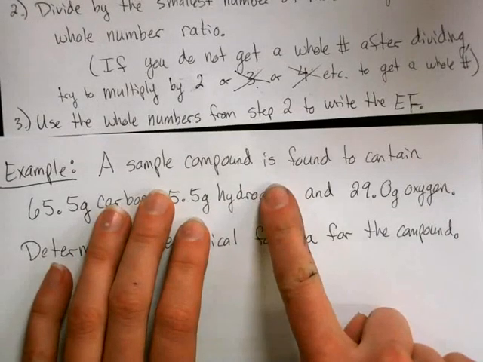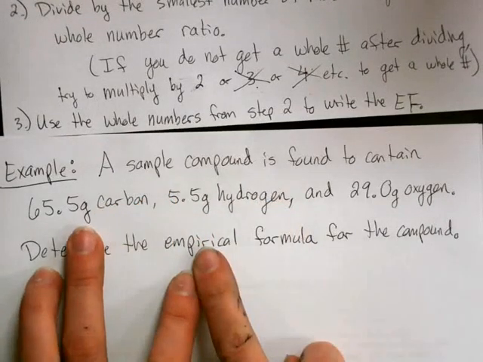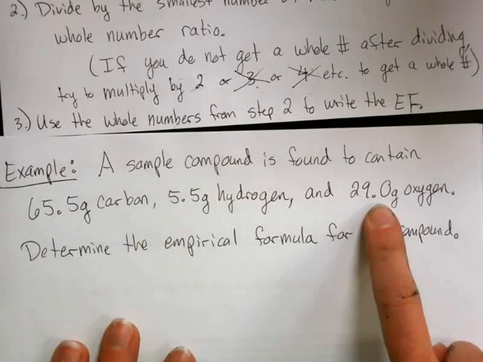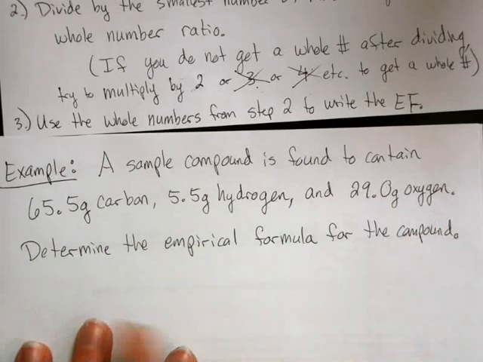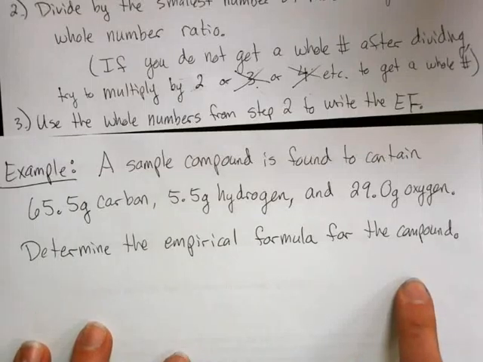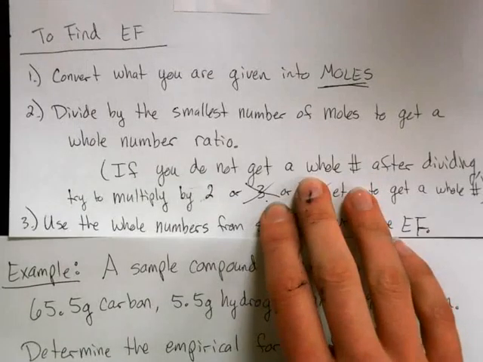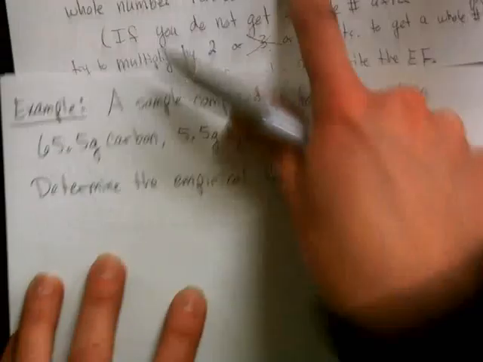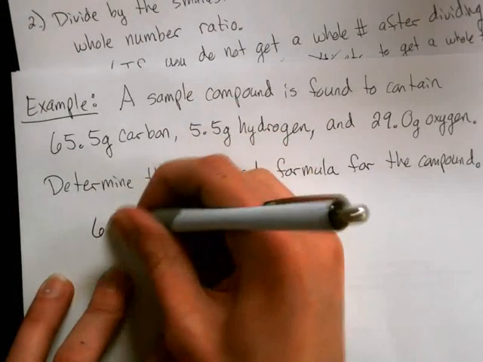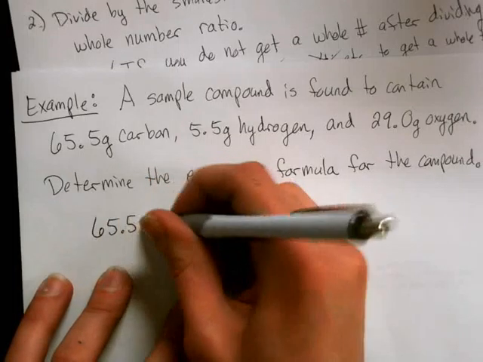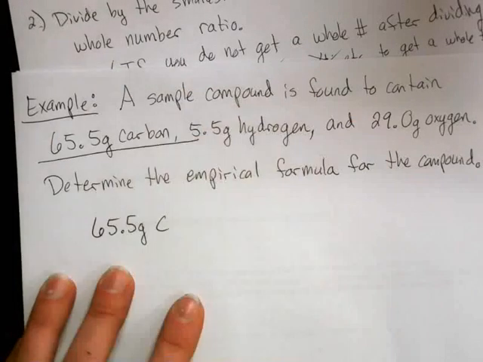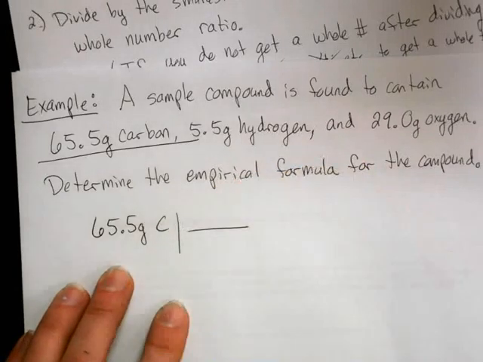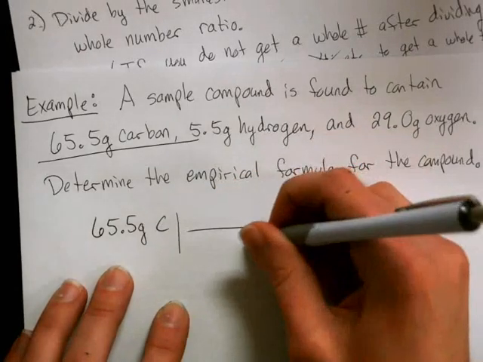So, our example, a sample compound is found to contain 65.5 grams of carbon, 5.5 grams of hydrogen, and 29.0 grams of oxygen. Determine the empirical formula from the compound. Well, our first step is to take whatever we're given and convert that into moles. So, I'm going to take my 65.5 grams of carbon, this first amount there. My first element for carbon, I need to convert that into moles.